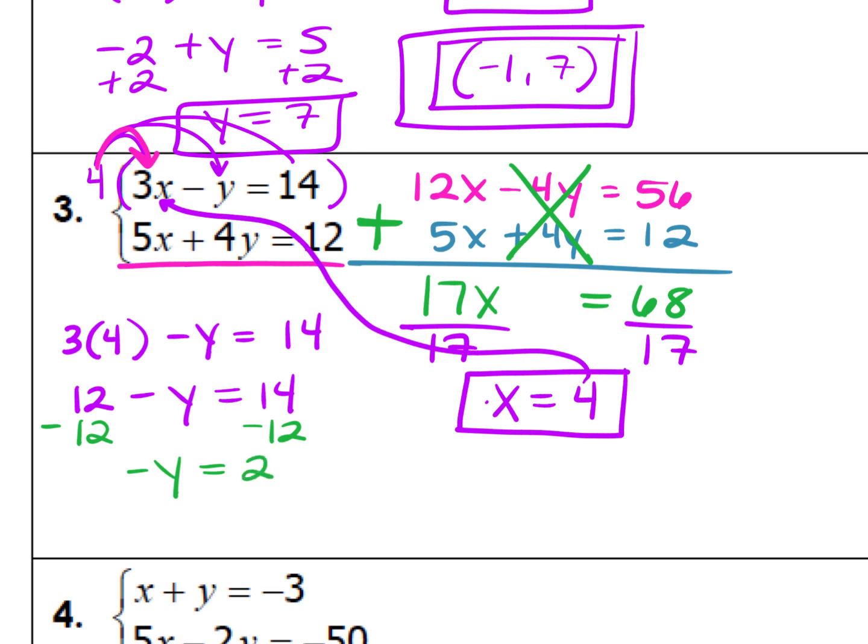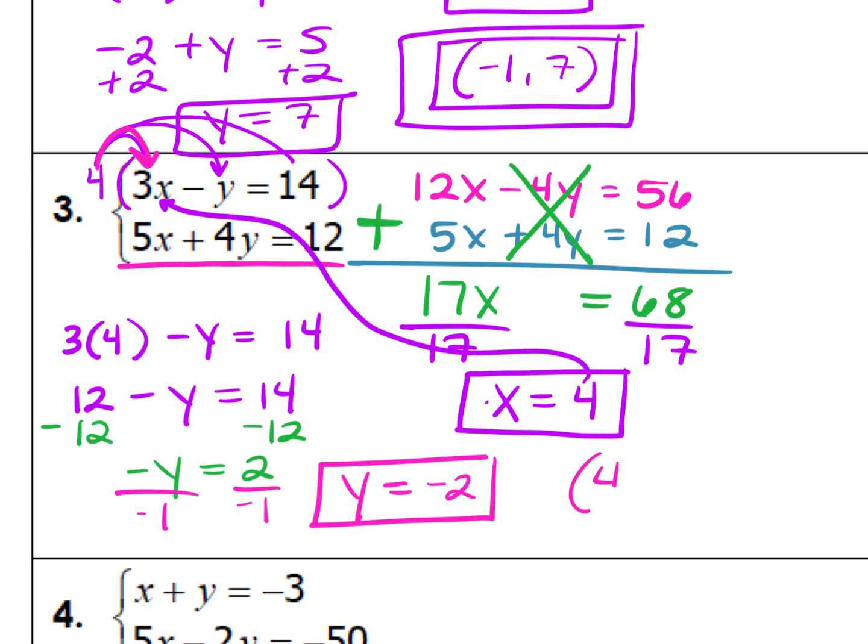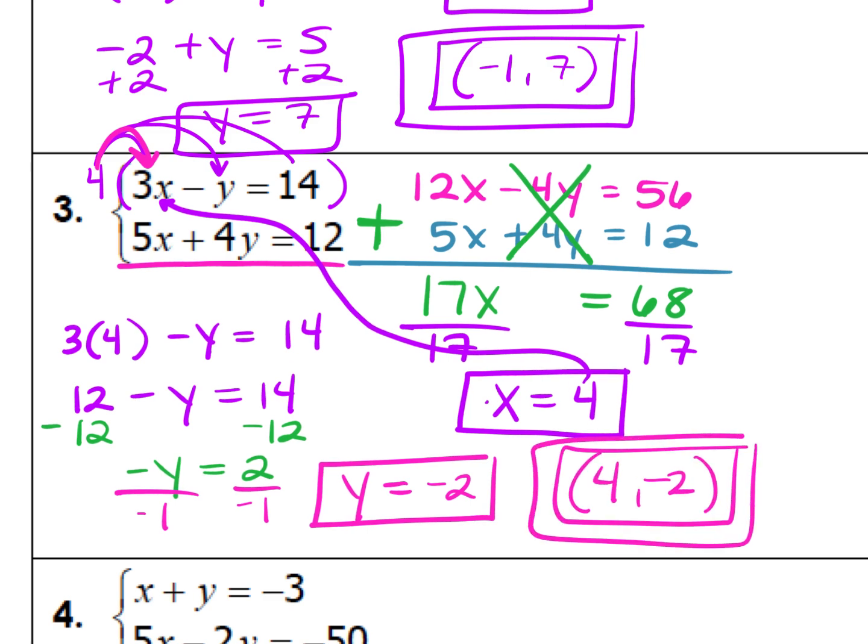So negative y equals 2. And then we're going to divide that or multiply that by negative 1. So y will equal a negative 2. Okay, that means your answer is 4, negative 2. So far, so good? Yeah.